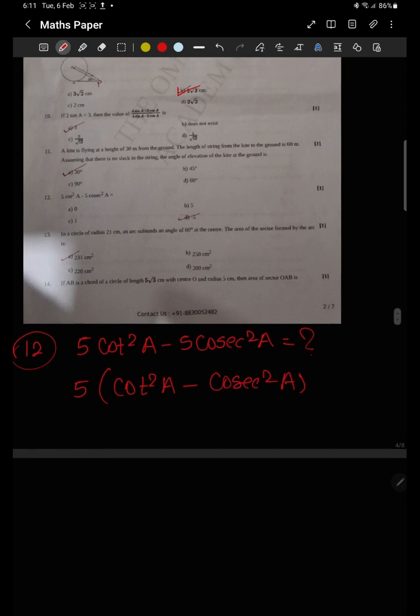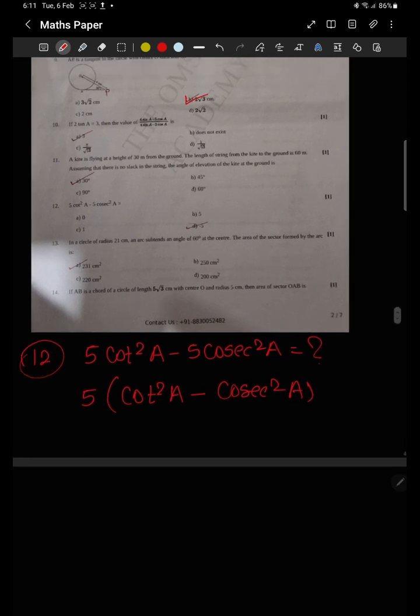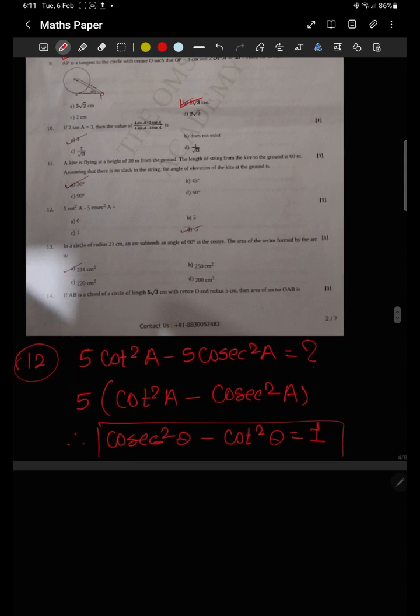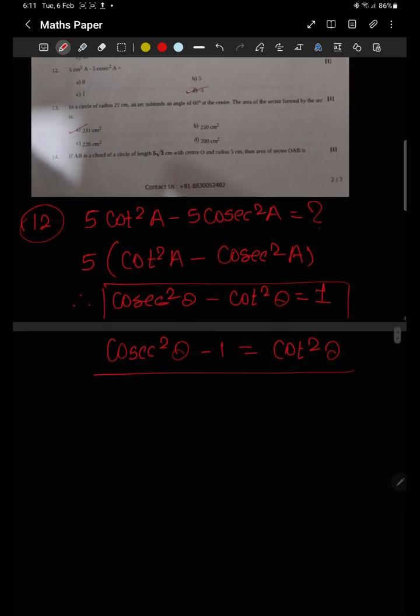Okay, so we have already identified that cosec square theta minus cot square theta is always 1. So instead of cot, if I am substituting cosec, then if I take this cot square to the RHS, it will be plus. So cosec square theta minus 1 is nothing but cot square theta. I am going to use this identity.